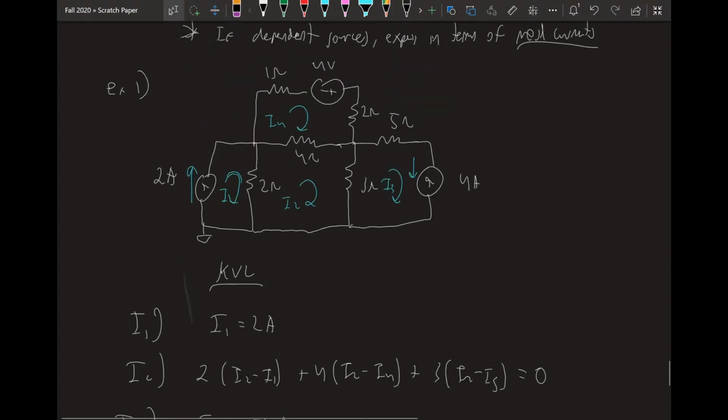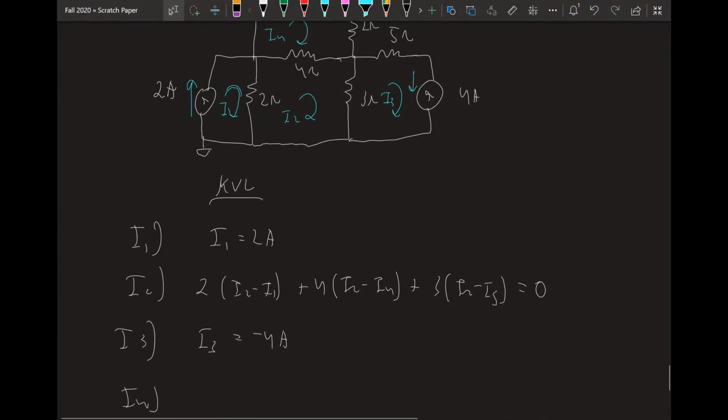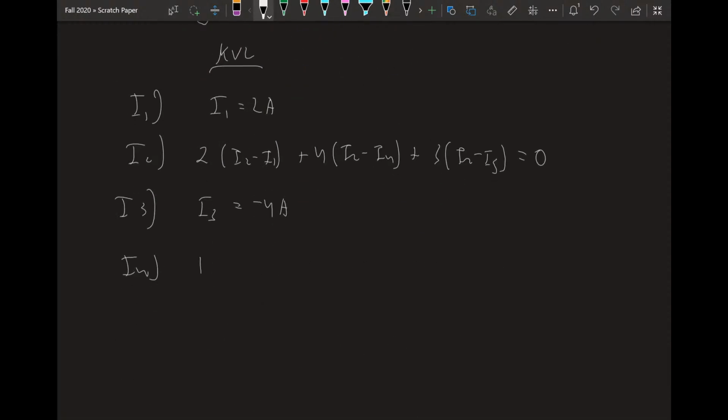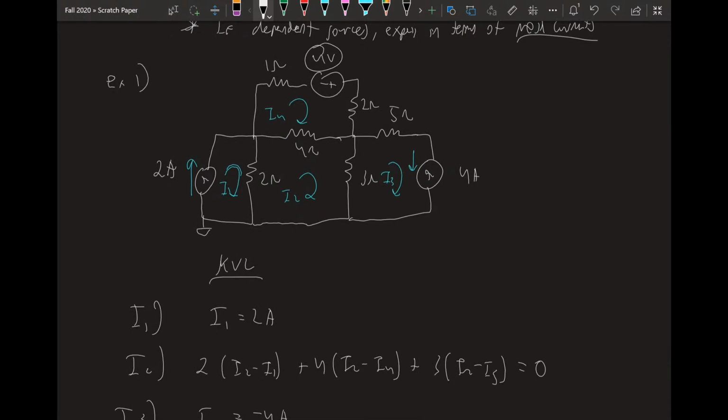For I4, applying KVL around it and using our voltage drop method, we can say that across that 1 ohm resistor, it's going to be 1 times I4 minus the 4 volts from this voltage source up here. Remember that I defined voltage rises as negative in KVL. That's how I do it. And this is why. Because you do a bunch of resistor drops and then only a couple rises. So it just makes everything easier. So that's where the negative 4 is coming from.